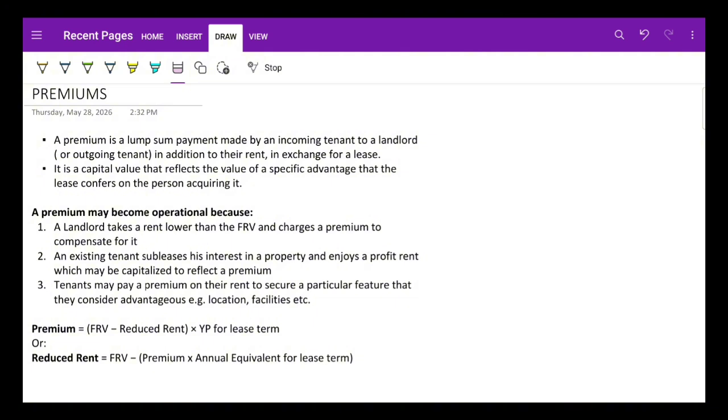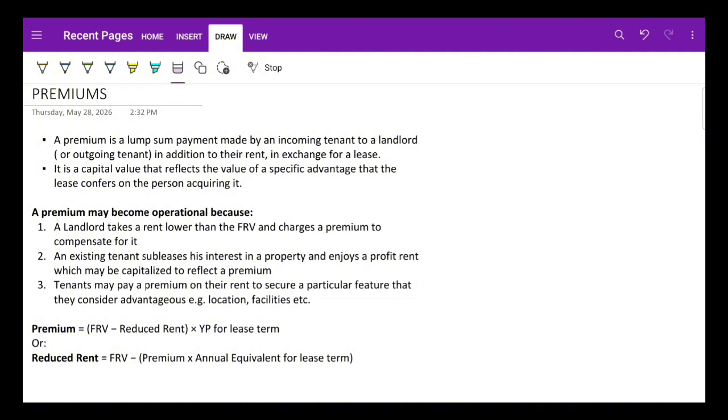And another case is where the tenant is willing to pay an extra sum just to secure a property because of a particular feature that they would like to enjoy from that property. Like I stated here, the feature may be advantageous location, especially in cases of commercial properties. You want a shop in a particular place or on a particular floor just because of what it can do to your business, and you are willing to pay an extra amount for that. That extra amount is known as the premium, right?